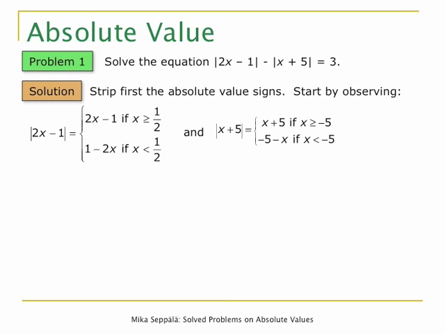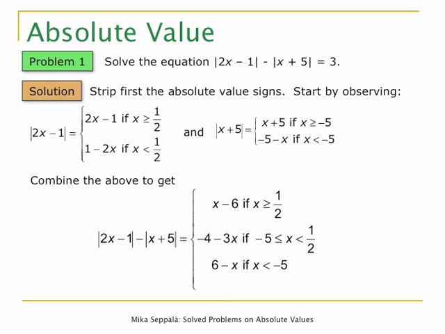We observe first that the absolute value of 2x minus 1 is 2x minus 1 if x is greater or equal to 1/2, and if x is less than 1/2, the absolute value of 2x minus 1 is 1 minus 2x. In the same way, the absolute value of x plus 5 is x plus 5 if x is greater or equal to negative 5, and if x is less than negative 5, the absolute value of x plus 5 is negative 5 minus x.